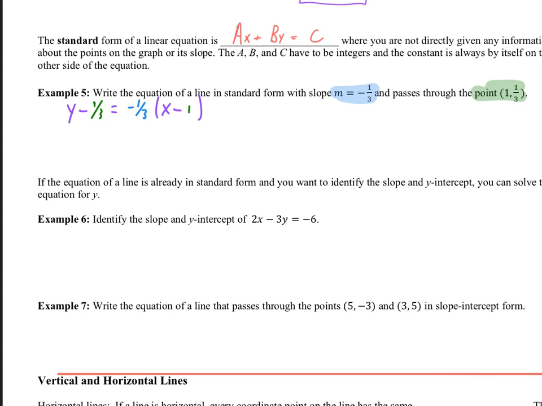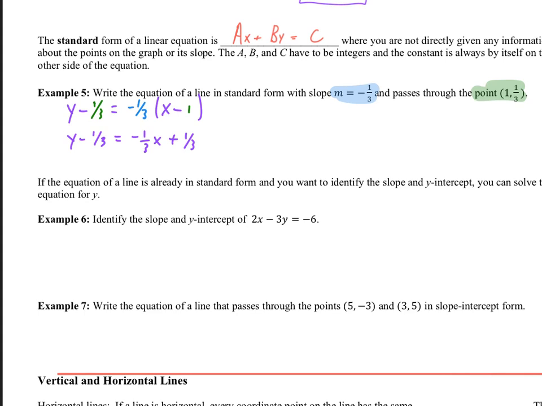So I need to go ahead and get the distribution done. You notice in standard form there are no parentheses, so I need those parentheses to go away. So I'm going to go ahead and distribute that. So y minus 1/3 equals negative 1/3 x, and then negative 1/3 times negative 1 would be positive 1/3.